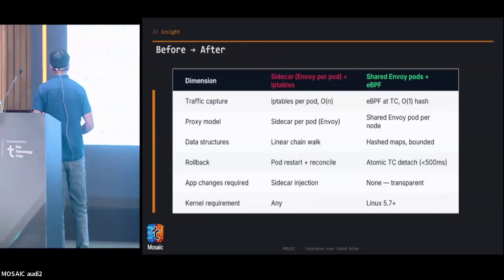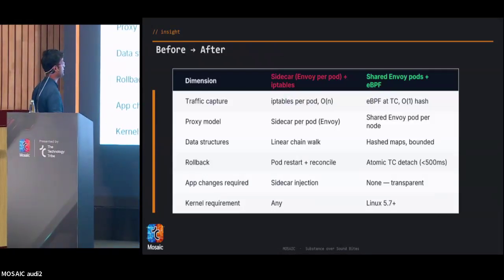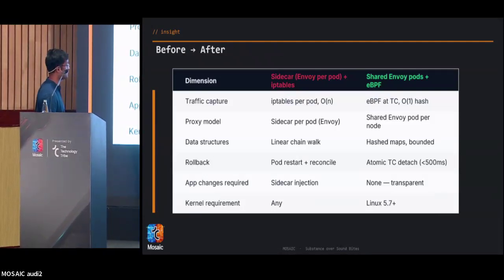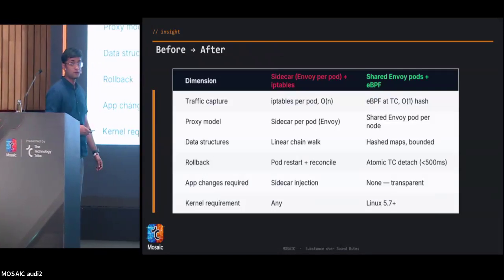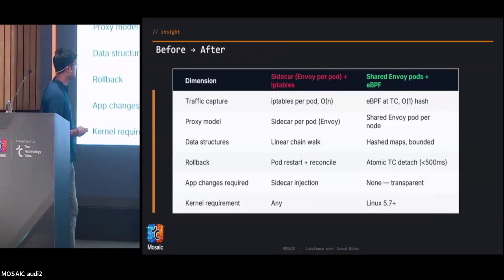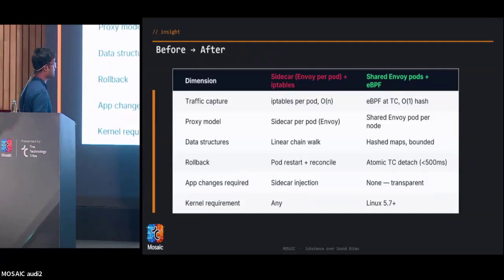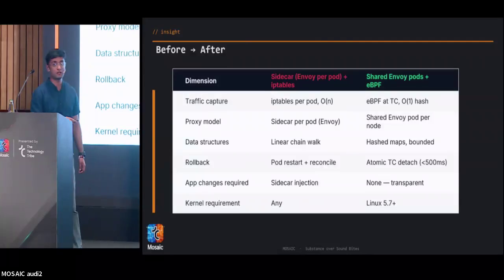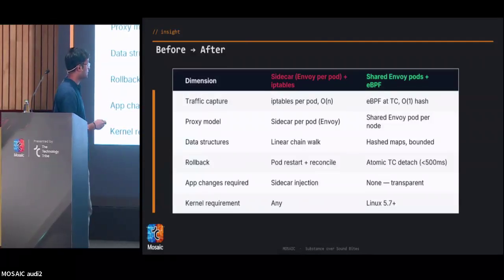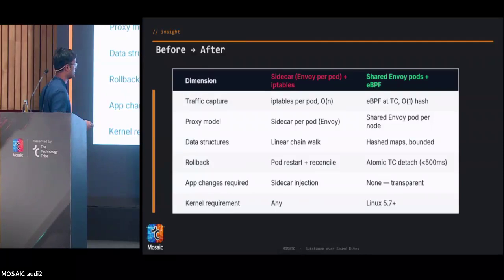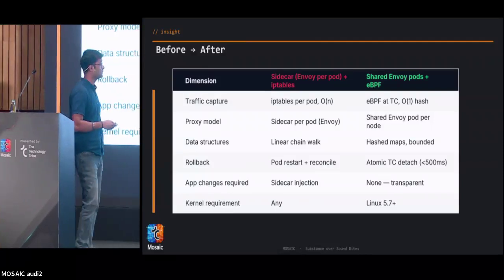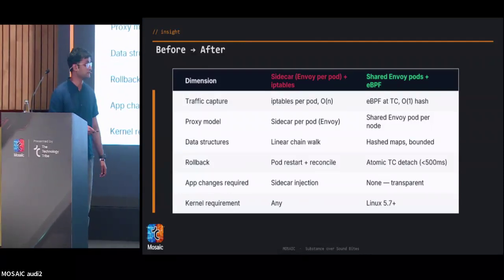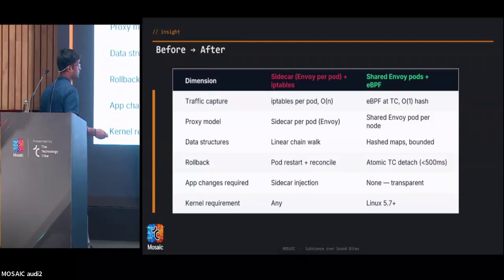So this is the summary, where before and after we compare traffic capture, proxy model, data structures, rollback, app changes, and kernel requirements. There is clear improvement in every single one of these areas. The O(N) evaluation is now constant time. No sidecar, going from a per pod proxy to a shared proxy on every single node. Linear chain walk is now hash maps. Pod restart and reconcile do not need to be done. You can do it within the pod's life cycle, because the attachment and detachment is atomic. Sidecar injection is now none.